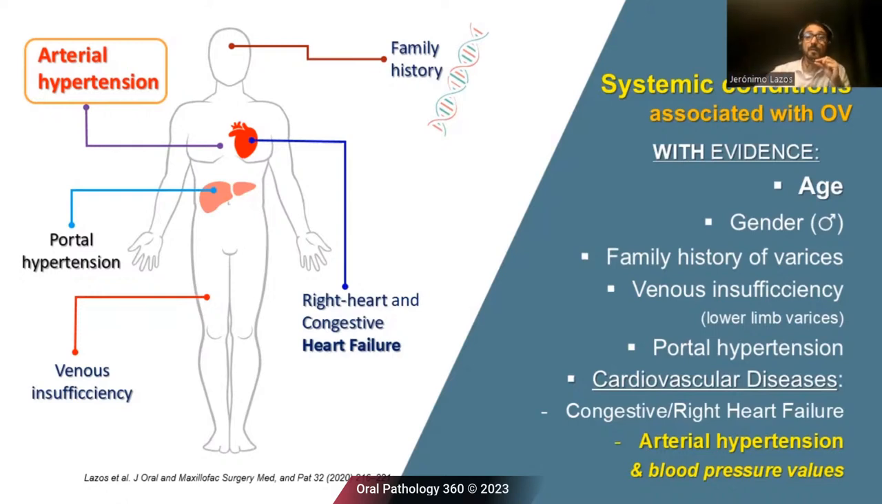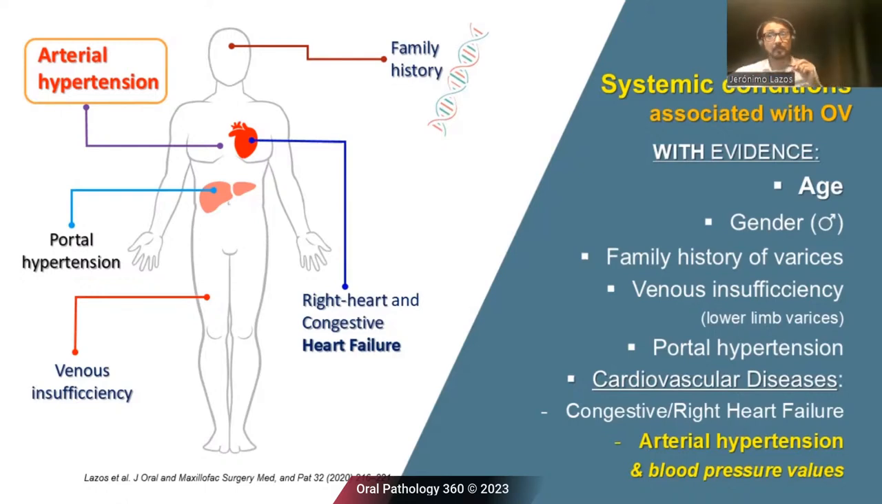The family history of oral varices is important. This is a known fact that the development of venous varicosities has an important hereditary part. So, when we see a patient with oral varicosity, to record and to ask the patient if a mother or father have oral varicosities is really important.